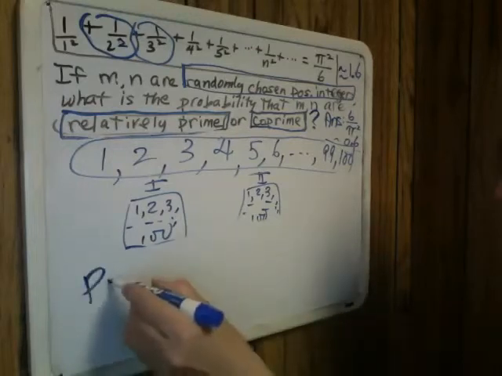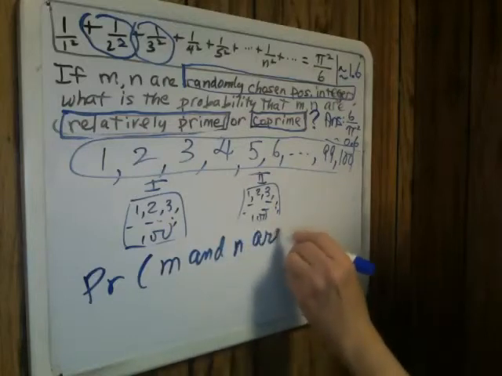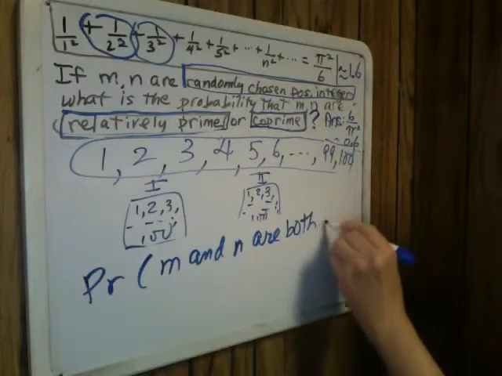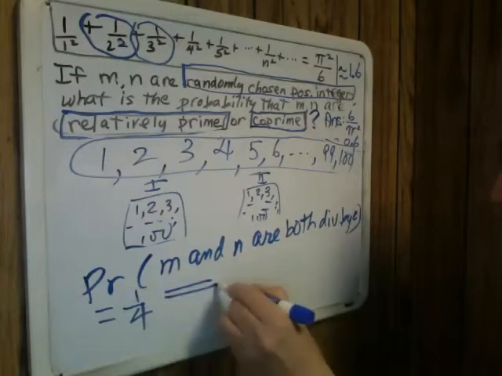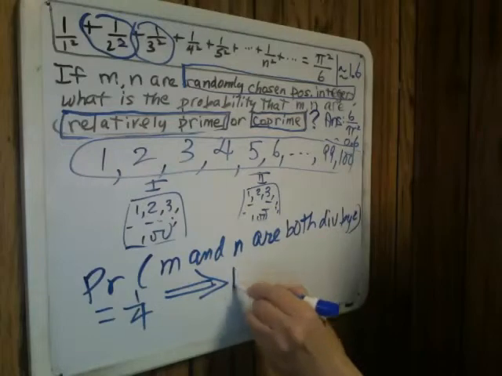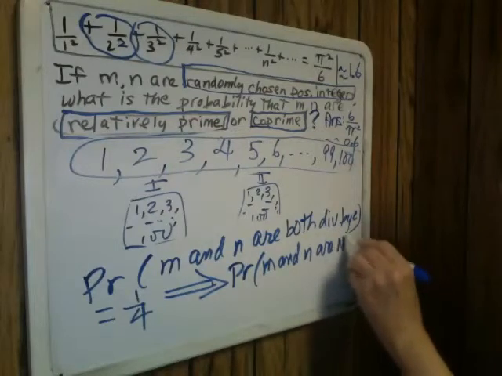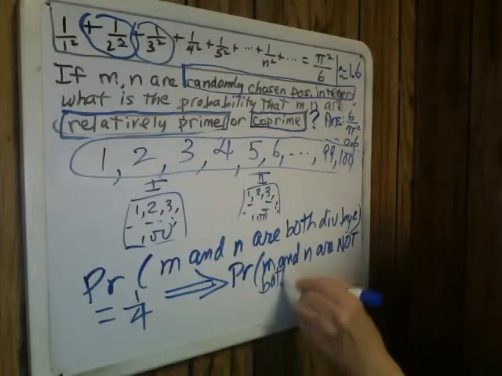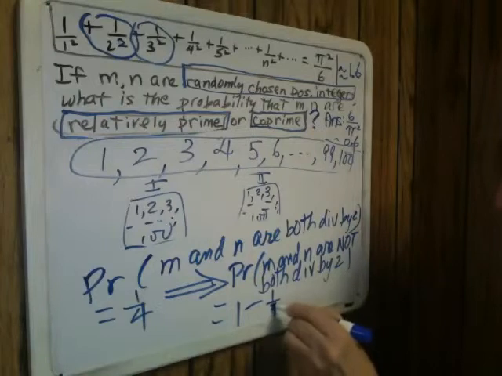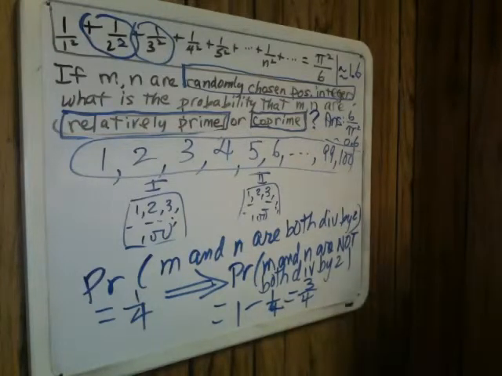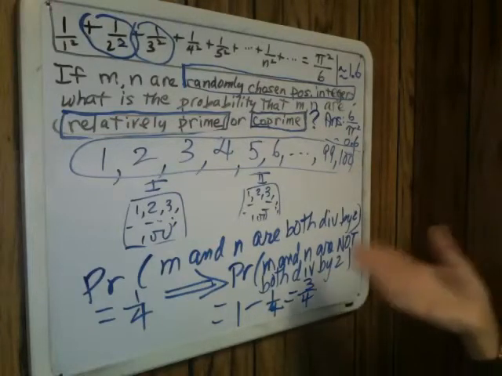So let's go back to 2. We found out that the probability that m and n are both divisible by 2 was 1/4. Therefore, it follows that the probability that m and n are not both divisible by 2 is the complementary probability, 3/4. And in other words, there's a 3 out of 4 chance that the two numbers you pick are not both even. We saw that.